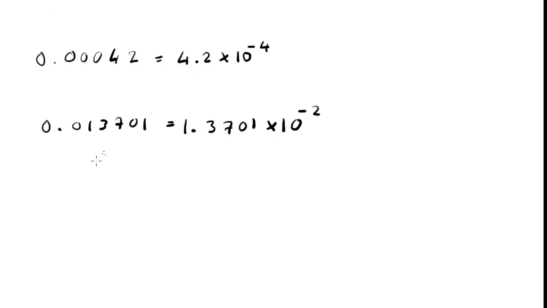So let's just recap that method. We count the number of zeros before the first non-zero number. So here it was 1, 2, 3, 4, and here it was 1, 2. Then we write it as the first number with the decimal point and the other numbers. So here it was 4.2, here it was 1.3701. And then we write times 10 to the power of minus, and then the number of digits that we counted.